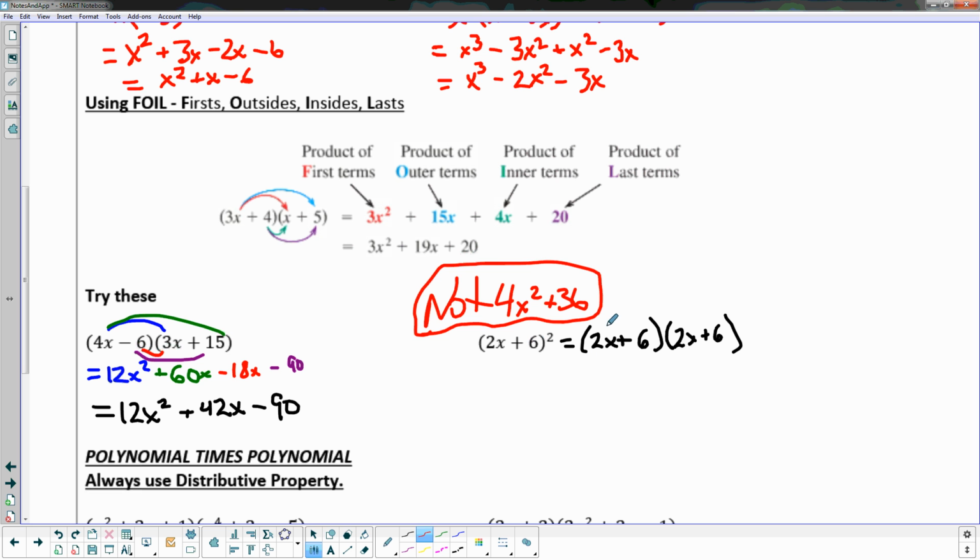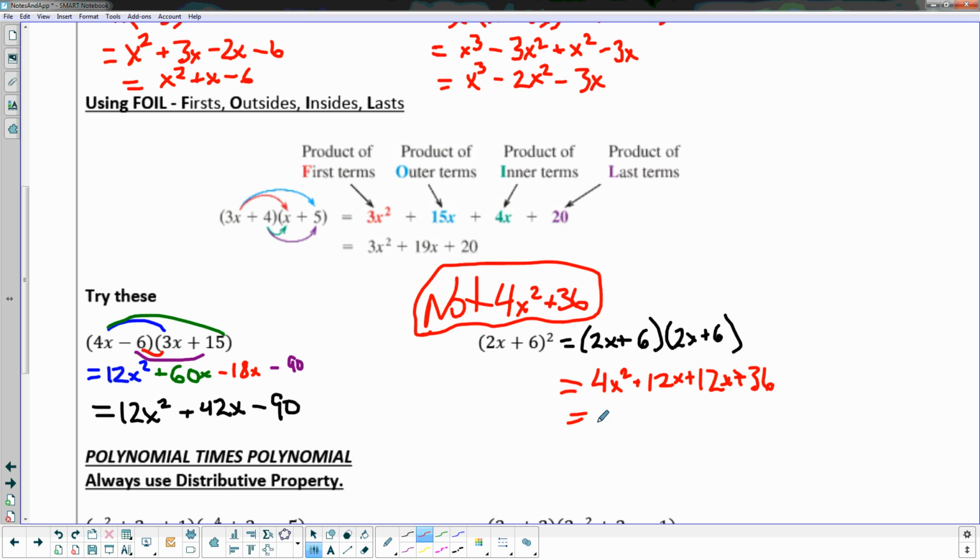Here's why. Let's look at our FOIL. 2x times 2x, 4x squared. Uh-oh, did he just lie to us? 2x times 6 is 12x. Sorry, I tried to fix it. Couldn't do it. 12x. 6 times 2x is 12x. And 6 times 6 is 36.